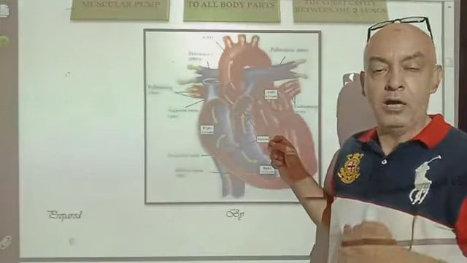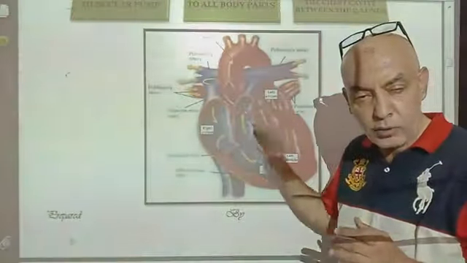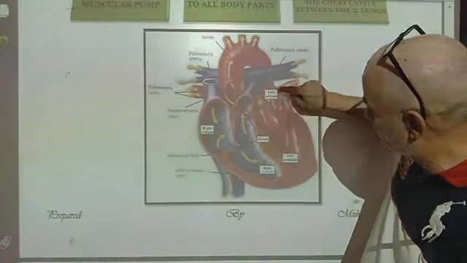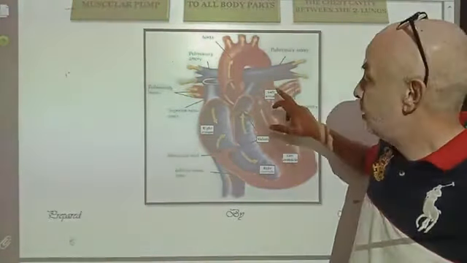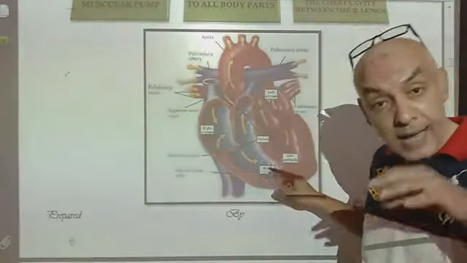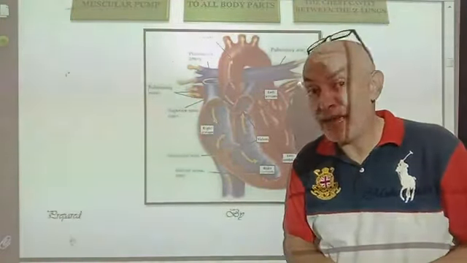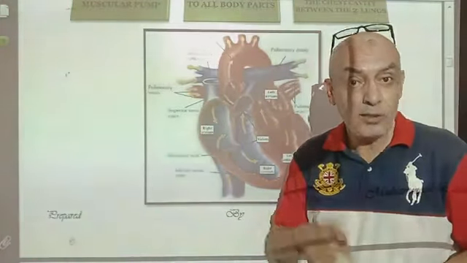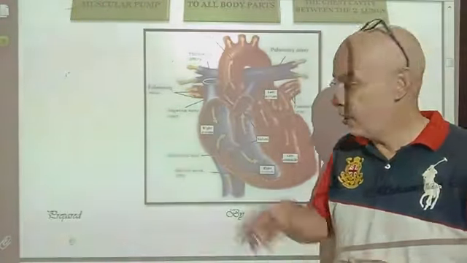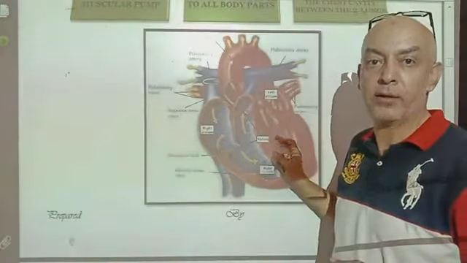Again, each side in the heart, right side and left side, consists of two chambers or two rooms, one upstairs and one downstairs. The two chambers upstairs are called atriums. The two chambers downstairs are called ventricles. So, how many chambers in the heart and how many sides? Two sides, right and left. Then how many chambers? Four, yes. What are they? Right atrium, left atrium, right ventricle, and left ventricle.